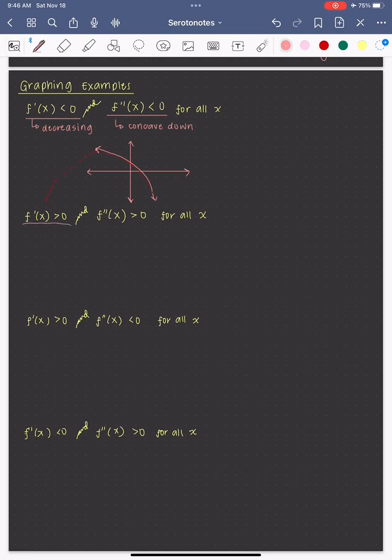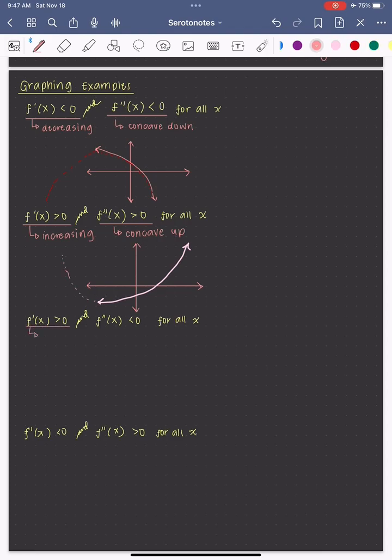Next, we have f prime of x greater than 0 and f double prime of x greater than 0 for all x values. This means that your function is increasing because of the positive f prime and concave up because of the positive f double prime. So it's rising and it's opening upwards.